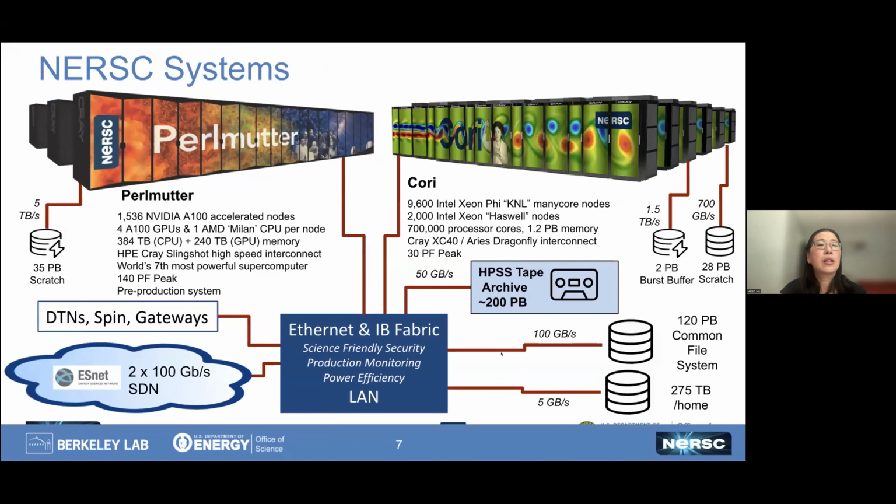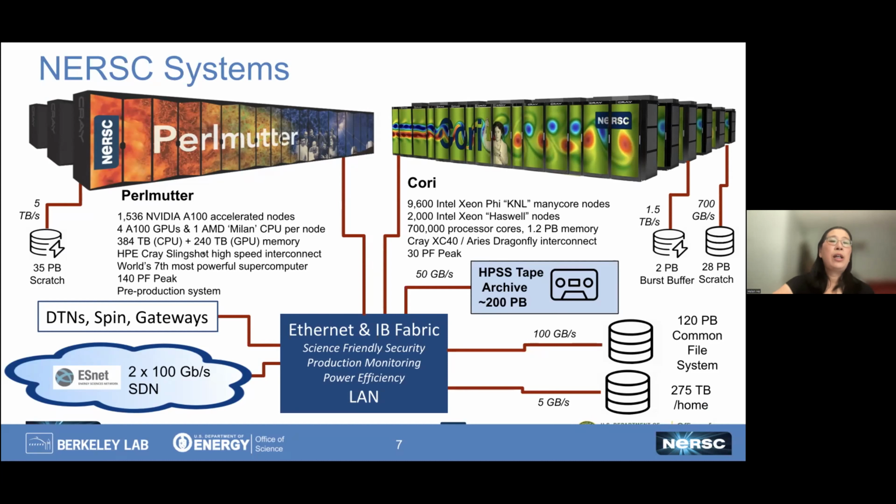This is a quick look at the systems at NERSC. We have Cori and Perlmutter. Cori has over 9,000 Xeon Phi KNL many-core nodes and 2,000 Haswell nodes. It's still number 30 on the TOP500 list as of now, and in 2016, it was top 5.